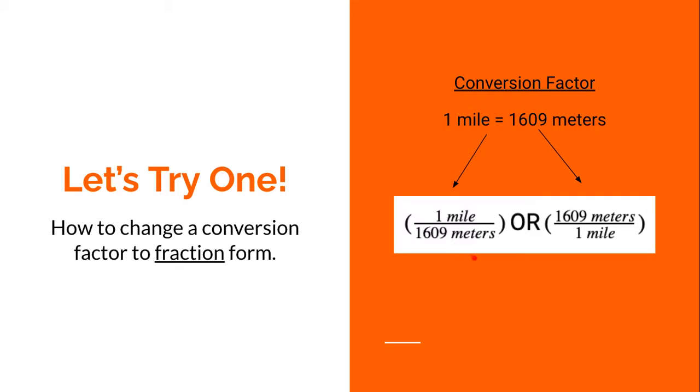So 1 mile is the same exact thing as 1,609 meters. So we can write it in this fraction form right here. But if we were to flip it and have the meters unit on top and the miles on the bottom, it's still the same thing. So this is the way that you would put a conversion factor given to you automatically, like on a test or a quiz, how you would turn it into a fraction.